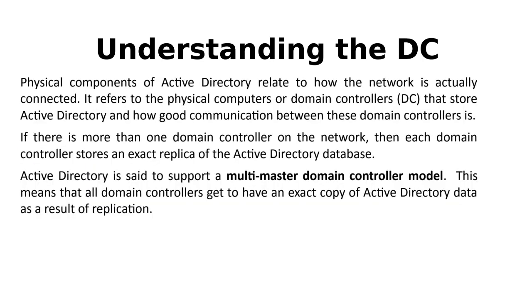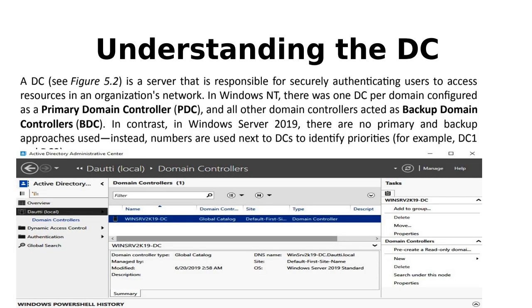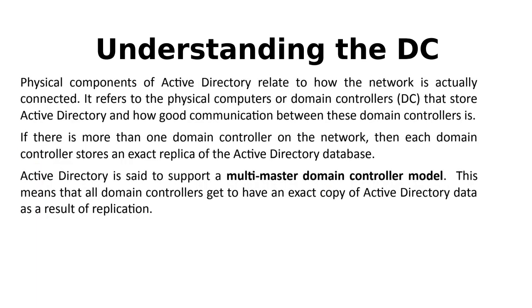We used to call them primary domain controller and backup domain controller, but now in Windows Server, we don't call them primary and backup. Instead, numbers are used to identify DCs, for example DC1, DC2. And Active Directory can support scalable networks, big networks, multi-master domain controller model.